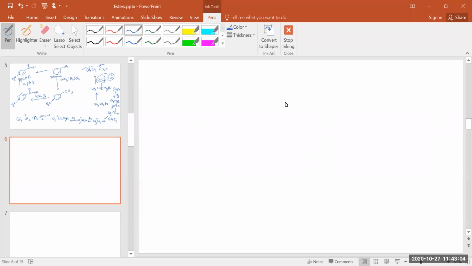The ester synthesis. Okay. So how do we make esters? You guys have seen some reactions in this chapter 20, the reactions of acids.